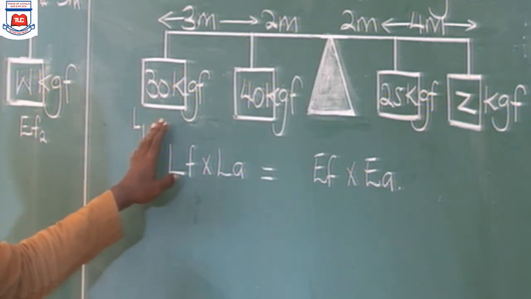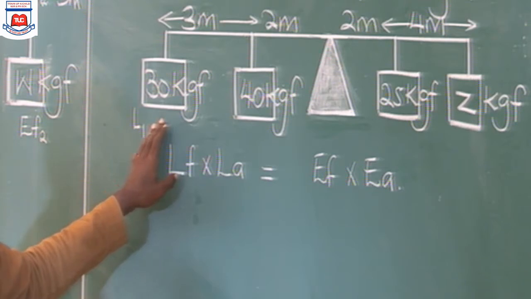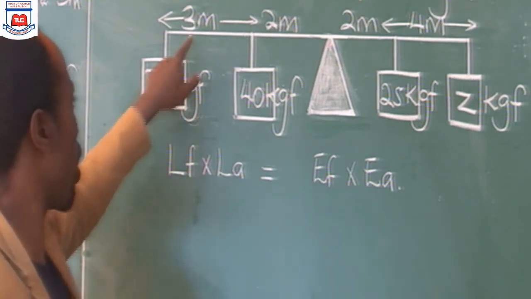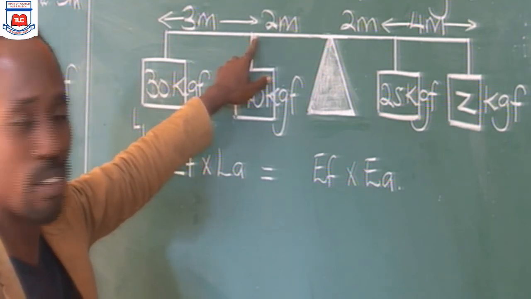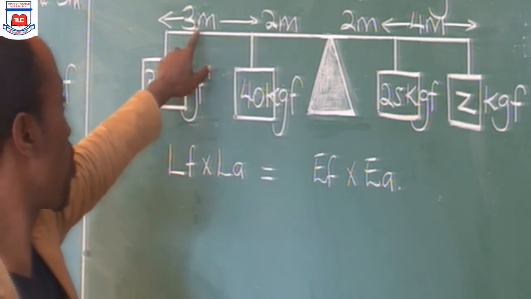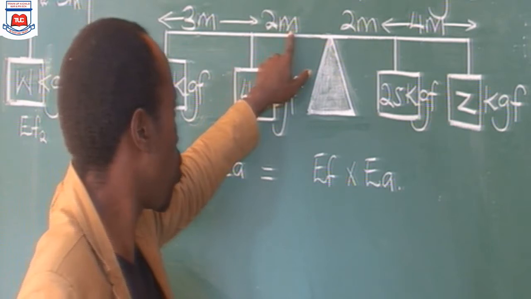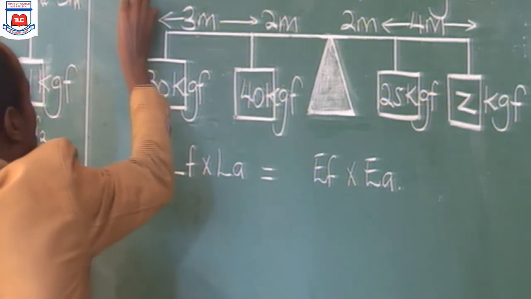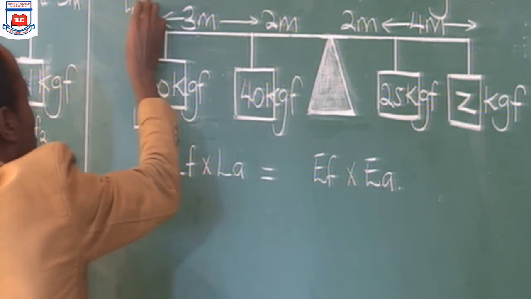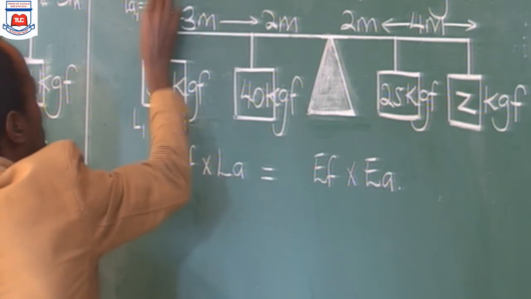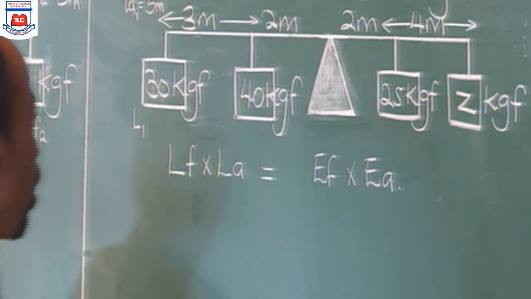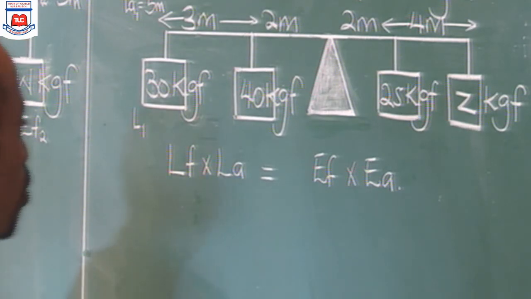Load force 1 is from the pivot. In this case, we have 3 meters. This one only ends here. Okay? Don't make that mistake. So we have 3 plus 2. In other words, our load arm 1, in this case, LA1 is 5 meters. Okay? Always interpret your question properly.